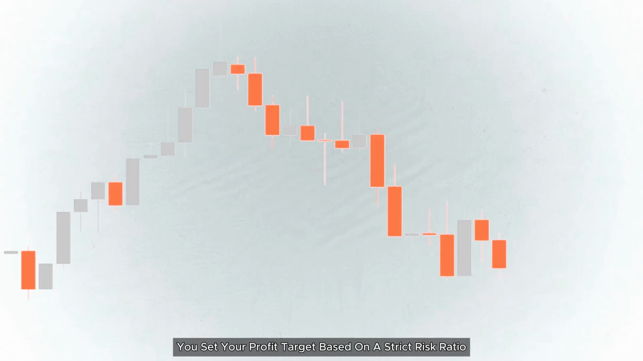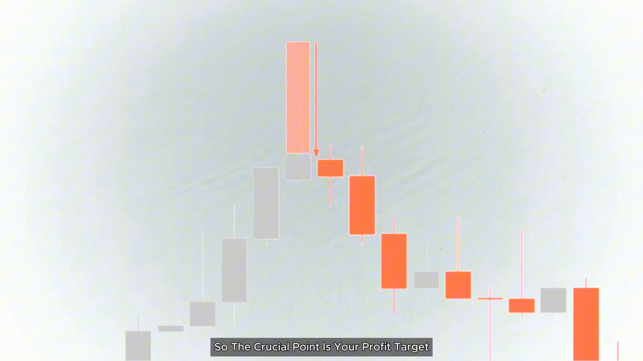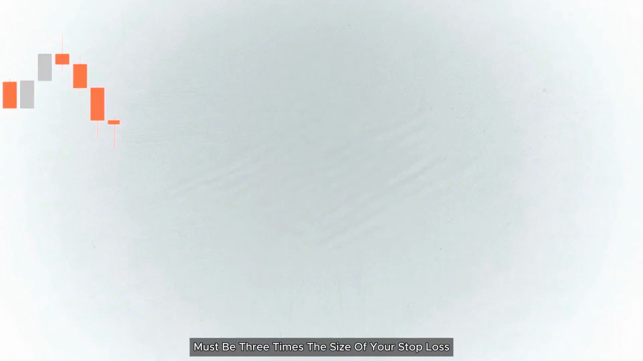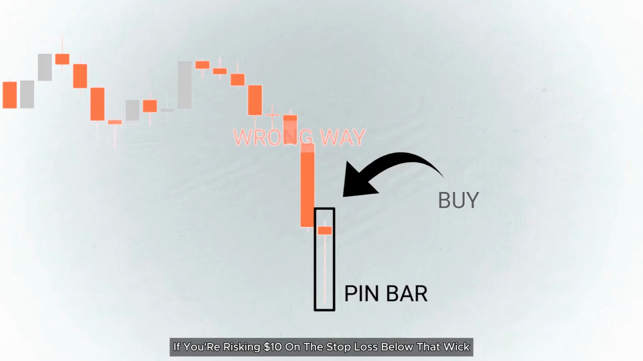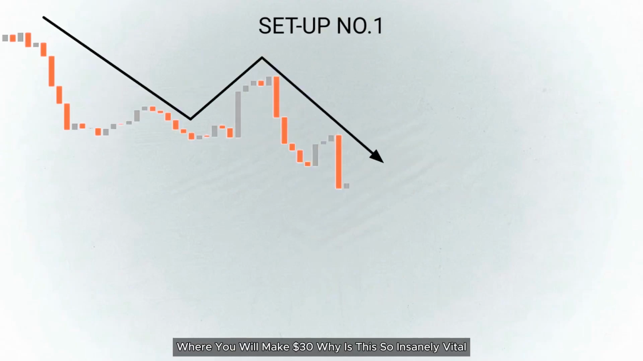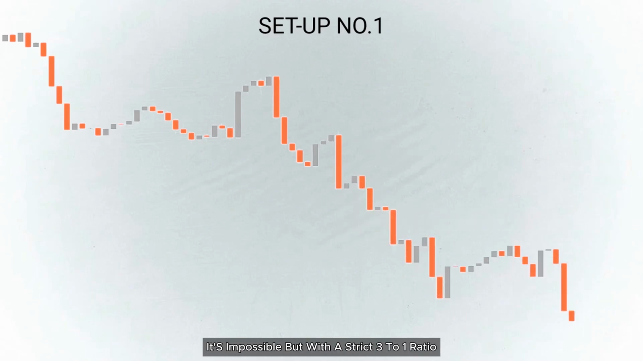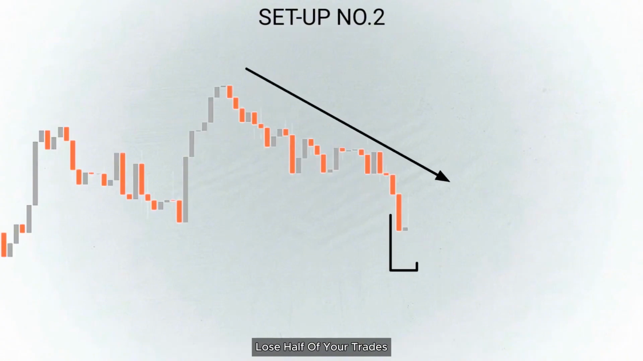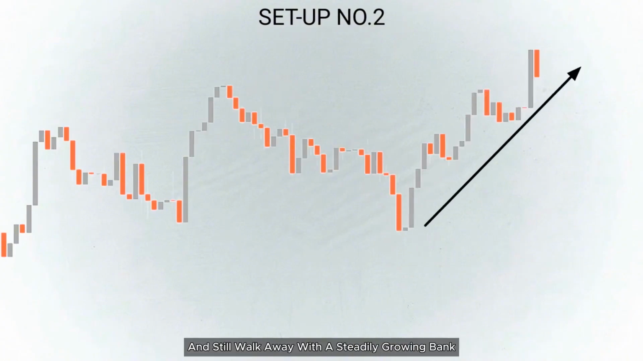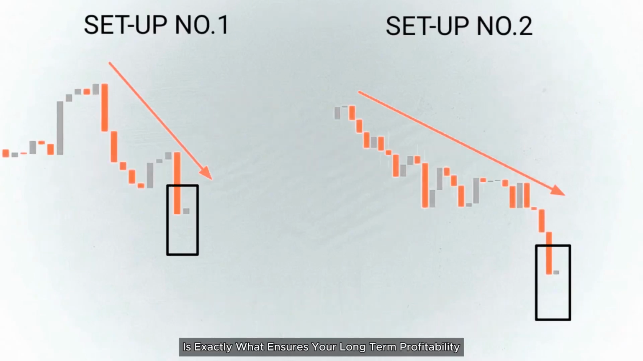Then, step 3, you set your profit target based on a strict risk ratio. So the crucial point is, your profit target must be 3 times the size of your stop loss, a 3x return. Let me break that down for you real quick. If you're risking $10 on the stop loss below that wick, your profit target must be placed where you will make $30. Why is this so insanely vital? Because in trading, let's be real, you are not going to win every single time. It's impossible. But with a strict 3-to-1 ratio, you can actually be wrong more often than you are right, lose half of your trades, and still walk away with a steadily growing bank account. This 3x multiplier is exactly what ensures your long-term profitability.